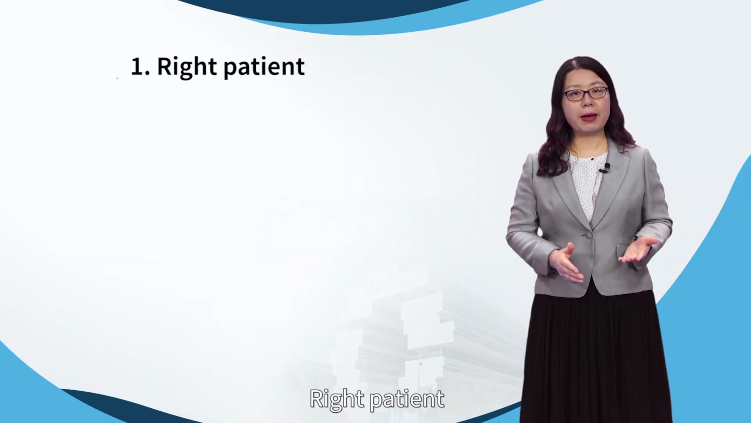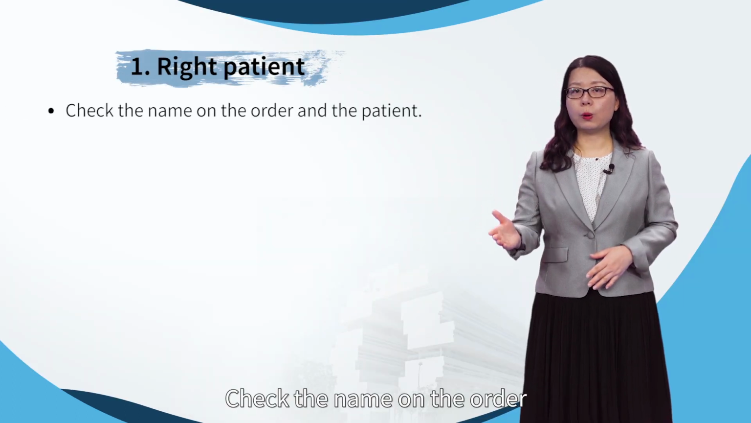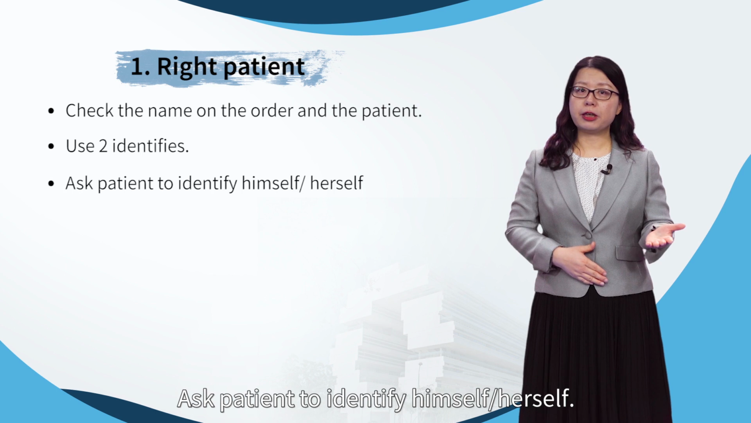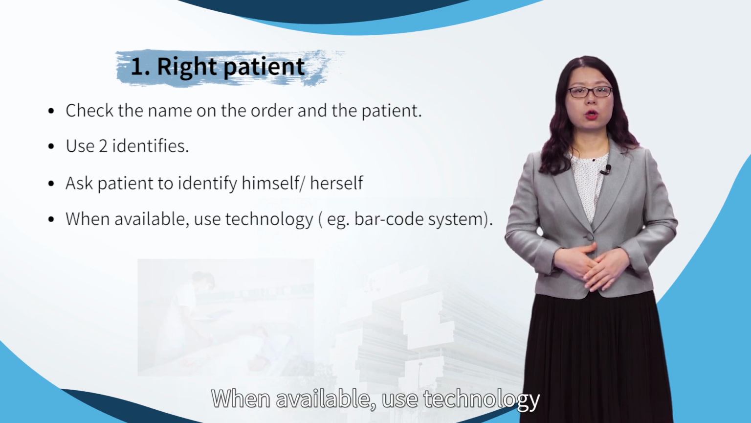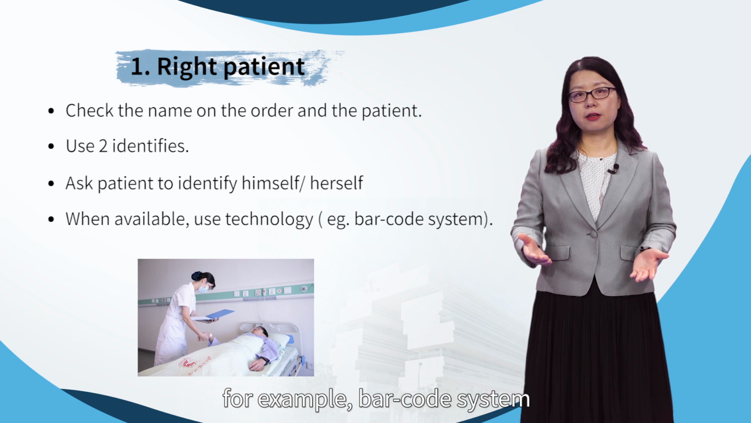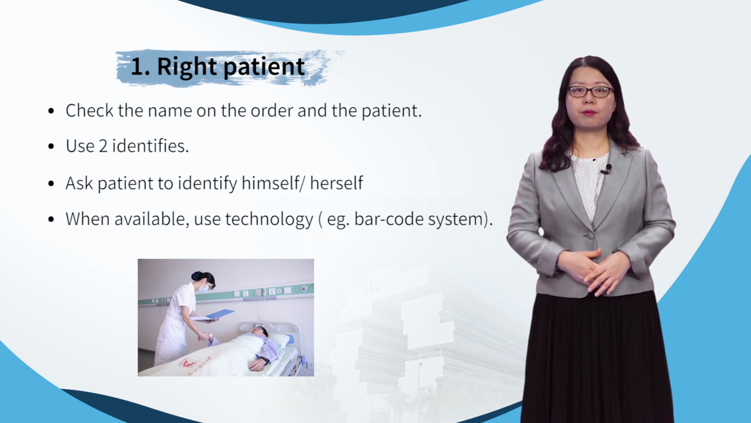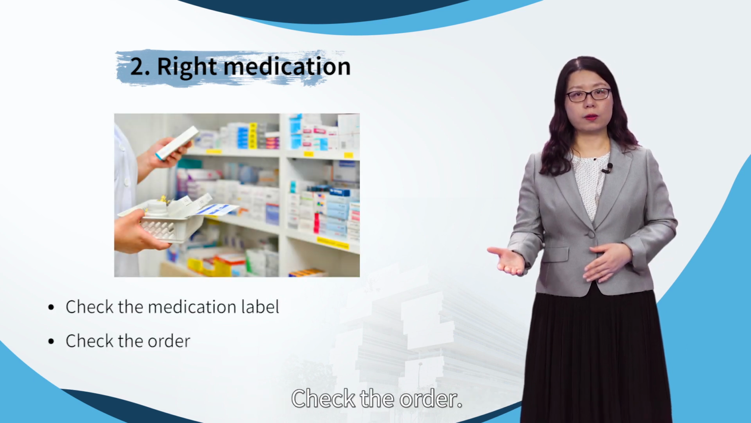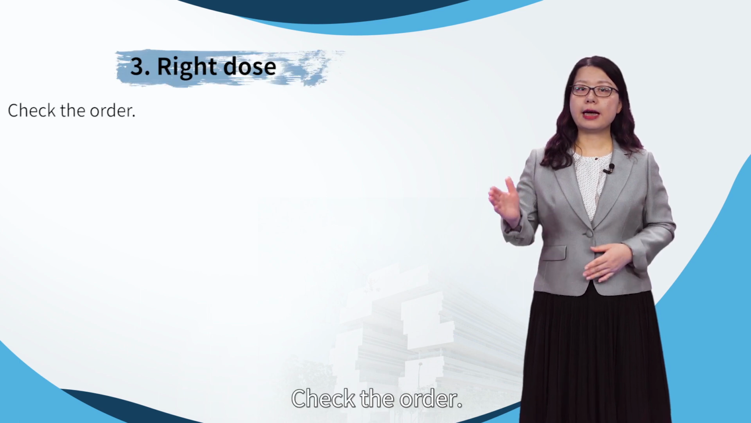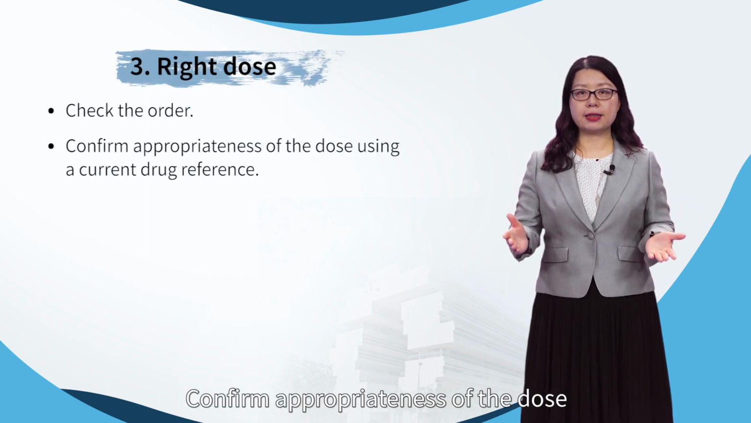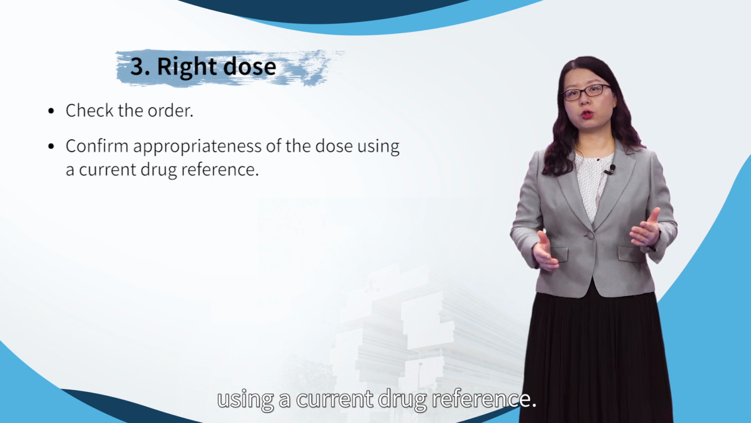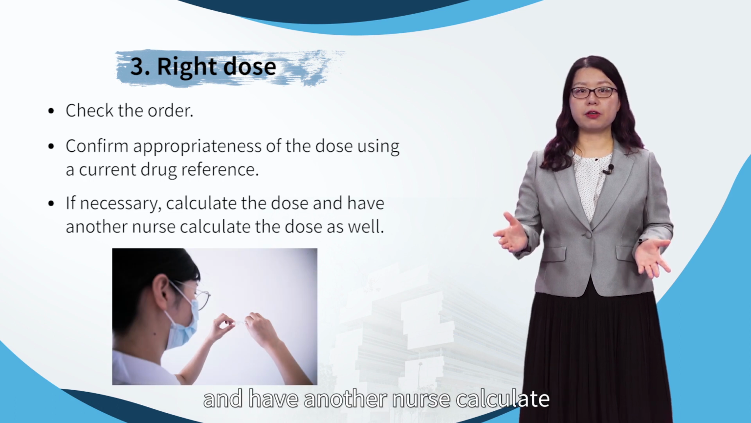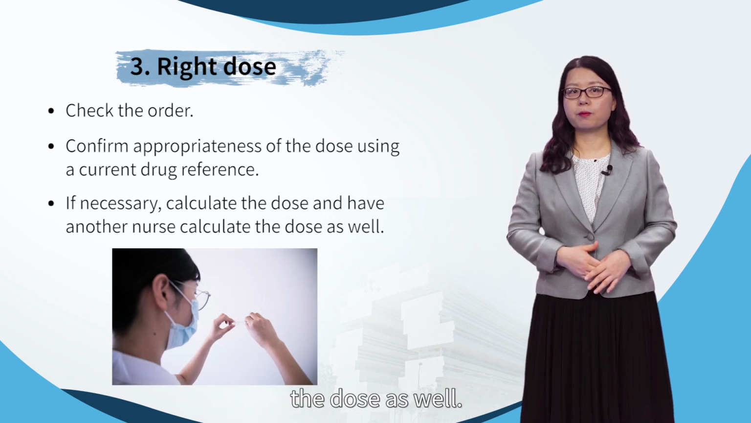They are: Right patient, check name on the order and the patient. Use 2 identifiers. Ask a patient to identify himself. When available, use technology, for example, barcode system. Right medication. Check the medication label, check the order. Right dose. Check the order, confirm appropriateness of the dose using a current drug reference. If necessary, calculate the dose and have another nurse calculate the dose as well.